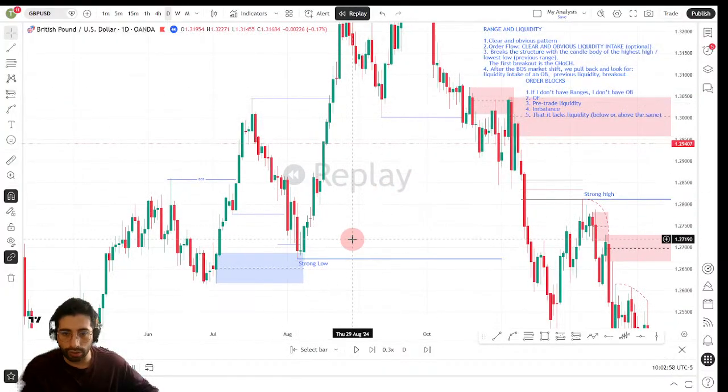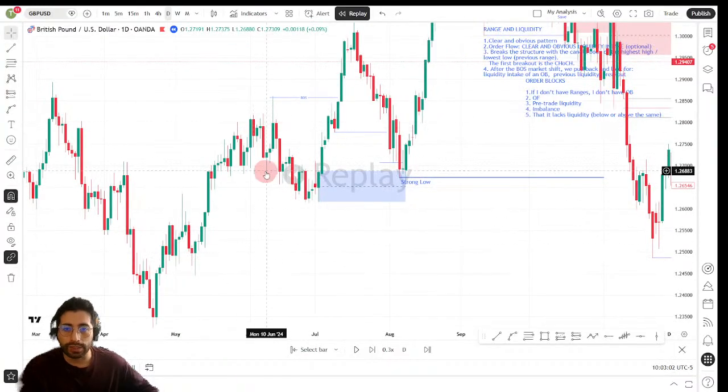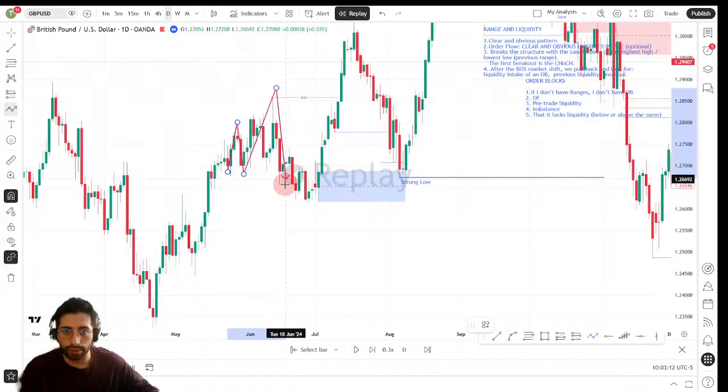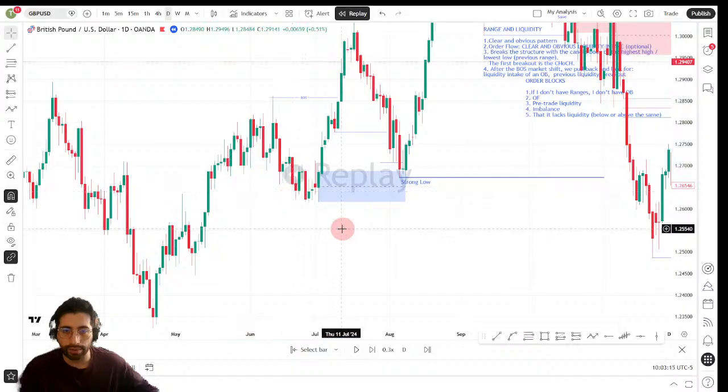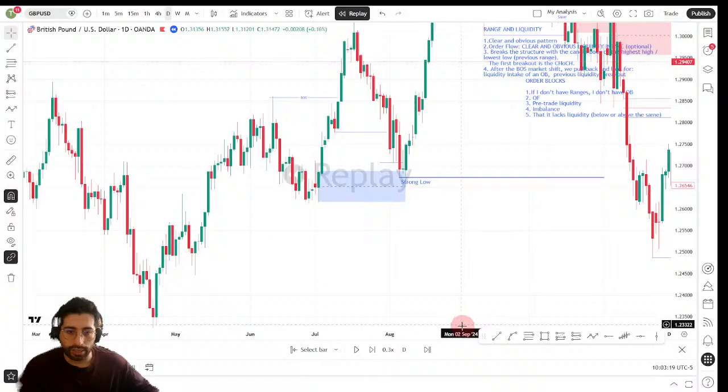We have this strong low. Let's watch the previous strong low, which is this one. Now let's try to analyze the next. We have a very evident ending pattern here. Look, this is the pattern. Boom, boom, liquidity, boom, and then we have this evident pattern, right? Order flow, and this is what I'm trying to analyze.